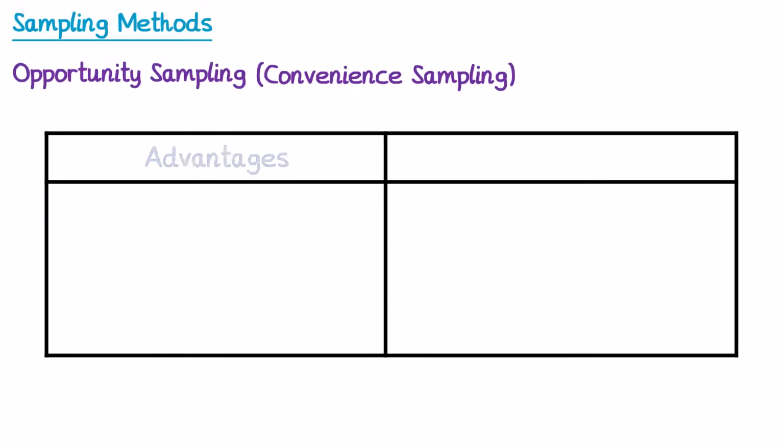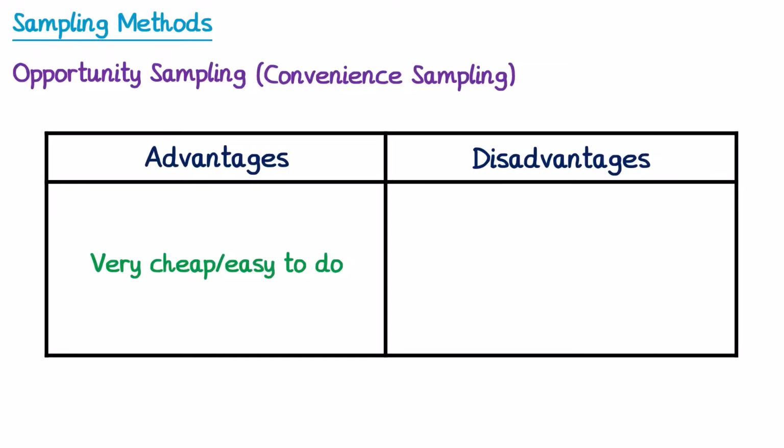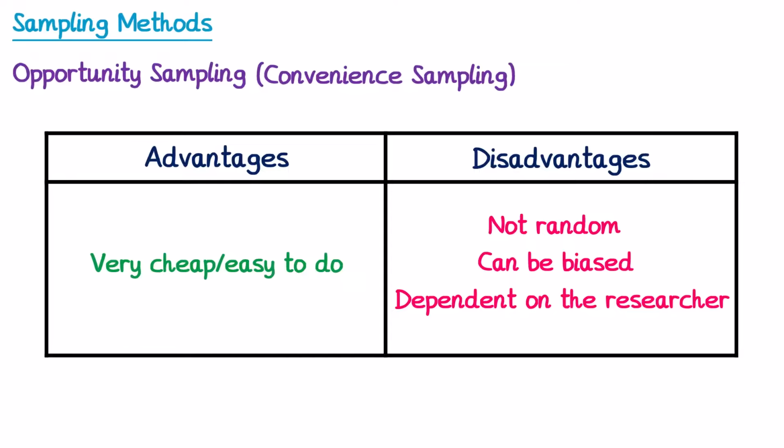Let's talk about the advantages and disadvantages of this method. Well, first of all, it's very cheap and easy to do. It's the most straightforward form of sampling. In terms of disadvantages, it's not random at all, and this means it could be biased. It can also be somewhat dependent on the researcher themselves.